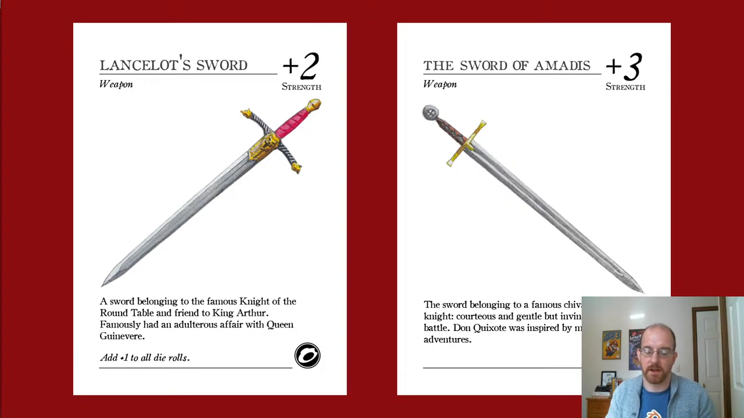Here's more of a dilemma. You have Lancelot's sword, and it's plus 2 strength. So you draw the Sword of Amadeus, and it's plus 3 strength. And you're like, oh well, I should take the Sword of Amadeus. But wait, Lancelot's sword has add plus 1 to all die rolls.